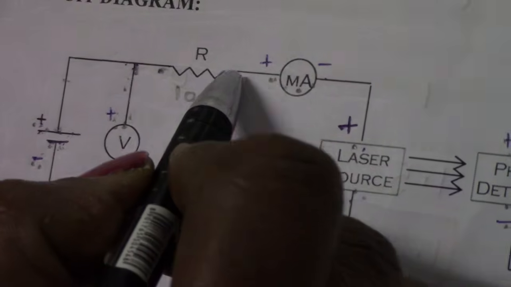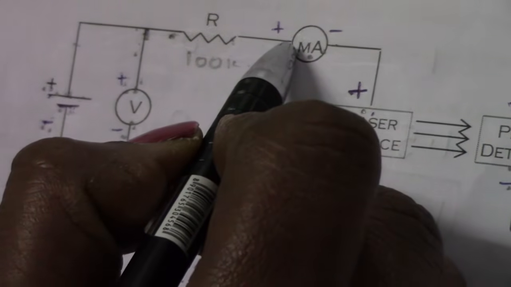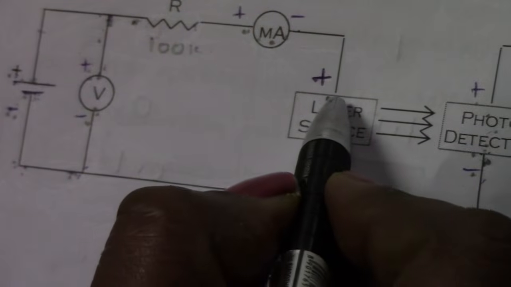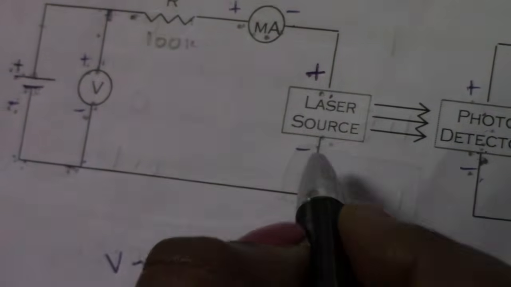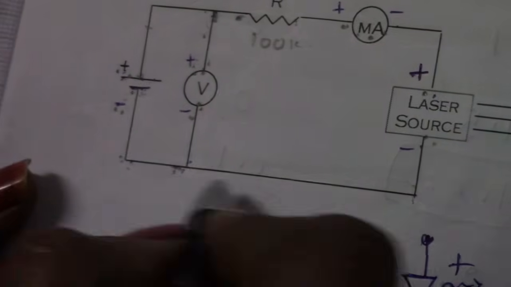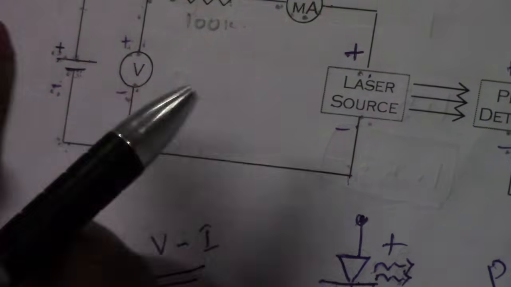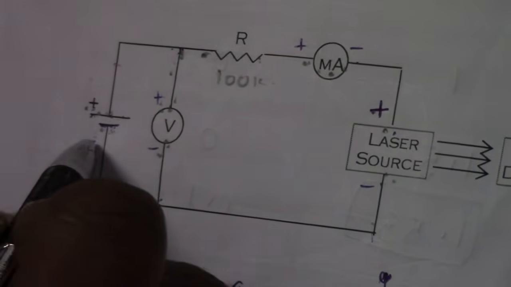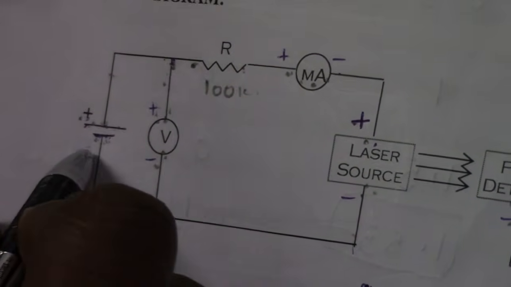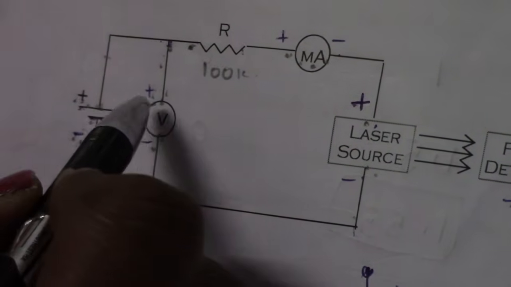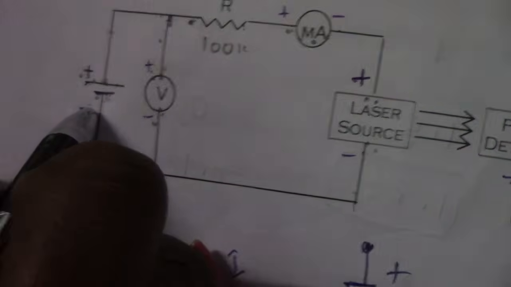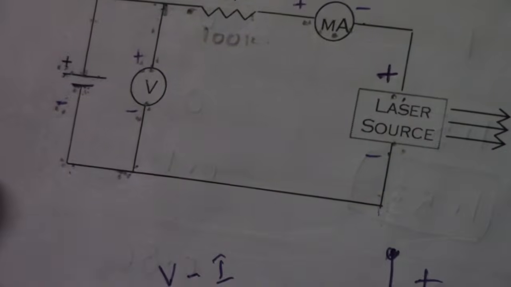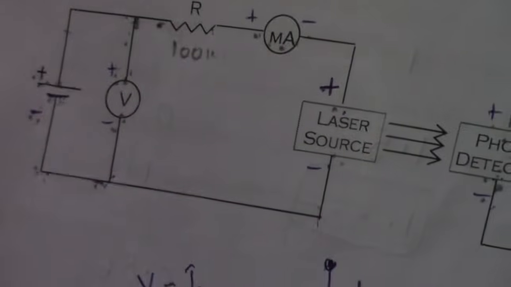Now the second terminal of the resistor connects to the first terminal of the milliammeter. From the milliammeter negative terminal we connect to the laser diode positive terminal. From the laser diode negative terminal I am connecting to the battery negative terminal. This is the circuit, and after that we connect our digital voltmeter in parallel to the DC battery eliminator: positive terminal of the battery to positive of the voltmeter, negative terminal of the battery to negative terminal of the voltmeter. This section is used to measure the VI characteristics of our laser diode.